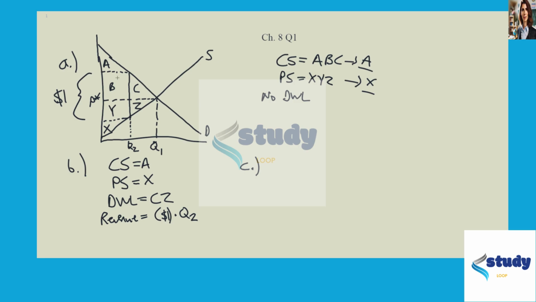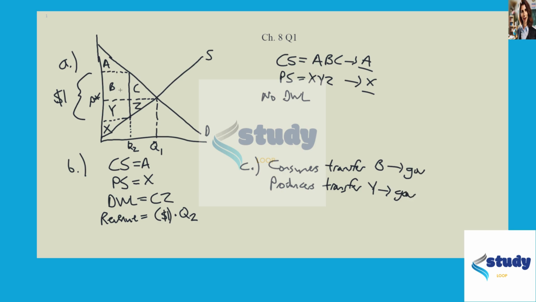Instead, let's ignore the tax and trade at the original Q1, so exchanging Q1 units, in which case consumer surplus goes back to this entire ABC region, producer surplus goes back to the XYZ region as we had in part A. But now, we're still going to transfer, so the consumers will transfer B to the government. And producers will transfer Y.